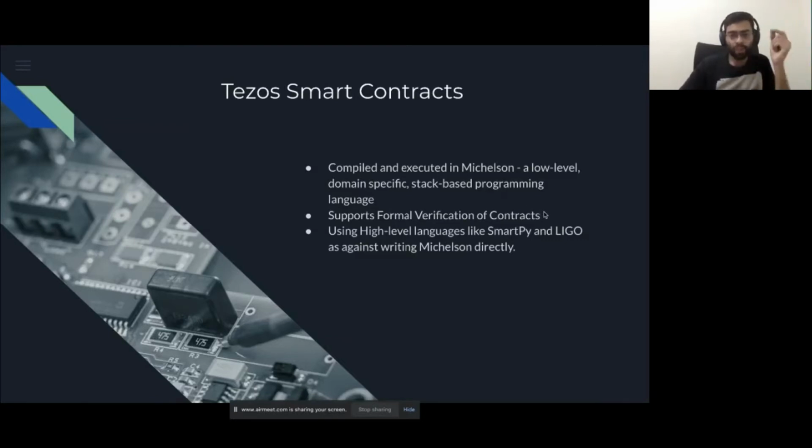So they support formal verification of contracts. What that means, we left that from some slides ago, is this: one thing that you should understand about smart contracts is that since the blockchain is immutable, any smart contract that you deploy on chain is also immutable. And what that means is that if you write a buggy smart contract, or a contract that has some vulnerability, there is no way to change that.